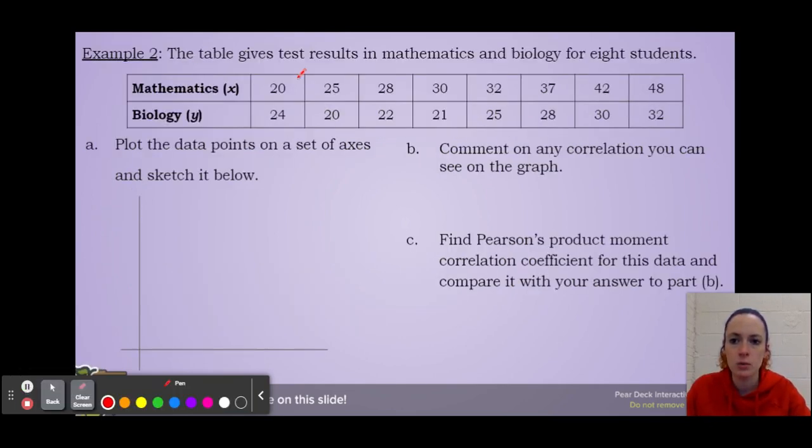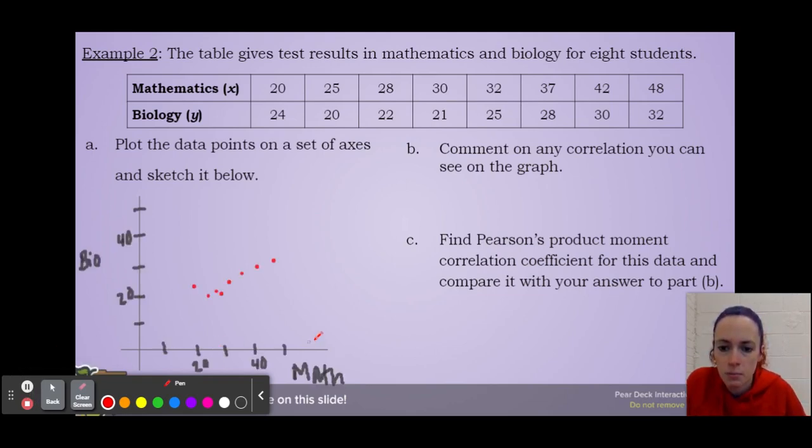All right, in example 2, this table gives the test results in mathematics and biology this time for 8 students. And in part A, we're again asked to plot the data points on a set of axes and sketch it below. So same kind of deal. If you want to do it in your calculator and just transfer the sketch over here, or if you want to scale this out a little bit, knowing what's coming, I would at least be a little bit more accurate than just doing a bunch of dots in between those axes.